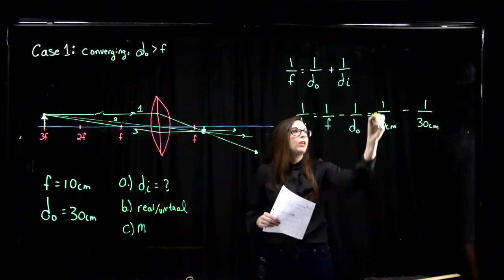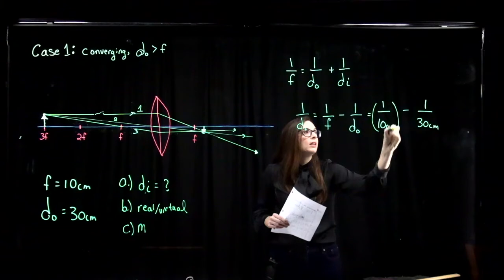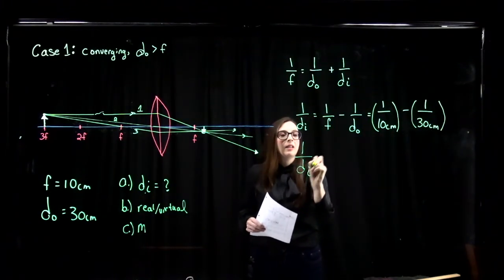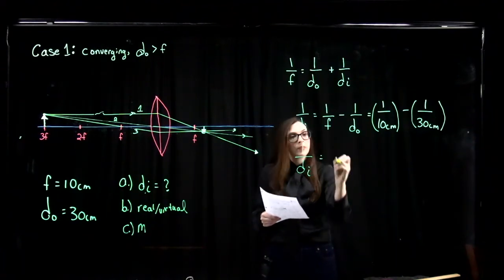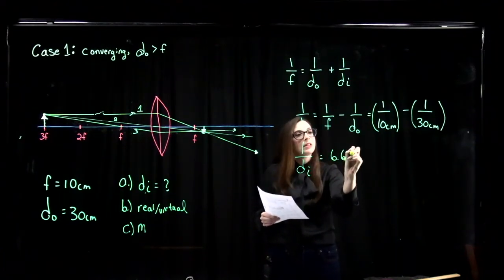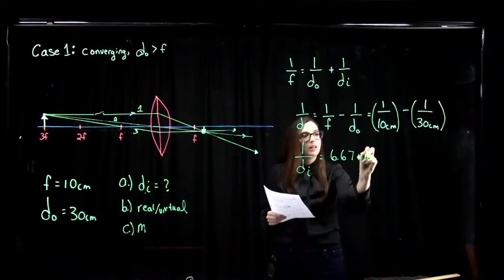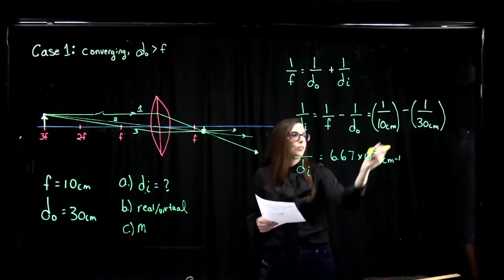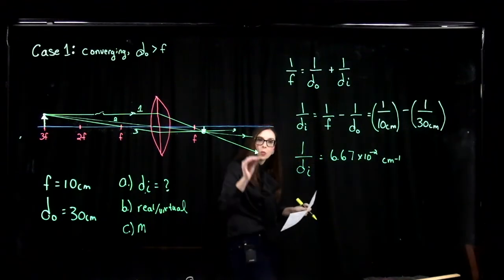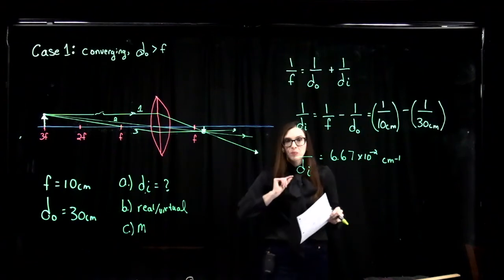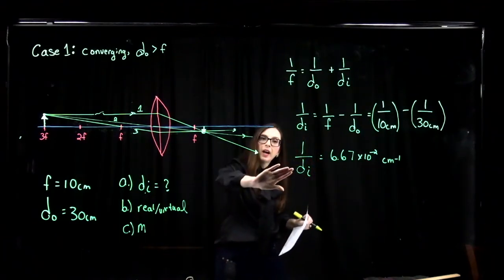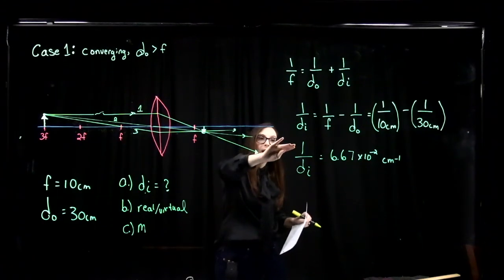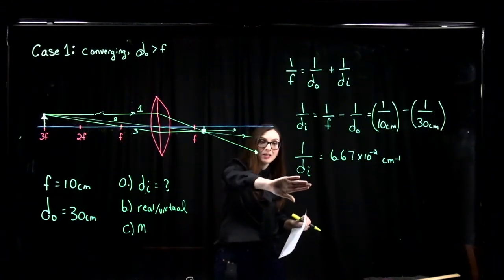In my calculator, I'm going to say 1 divided by 10, parentheses, minus 1 divided by 30, parentheses. So 1 over DI is equal to 6.67 times 10 to the minus 2 inverse centimeters, 1 over centimeters, because we've got 1 over the unit of length. So 1 over DI is equal to this number. To get DI, we have to take the reciprocal of both sides. If we do 1 divided by 1 over DI, we get back DI.